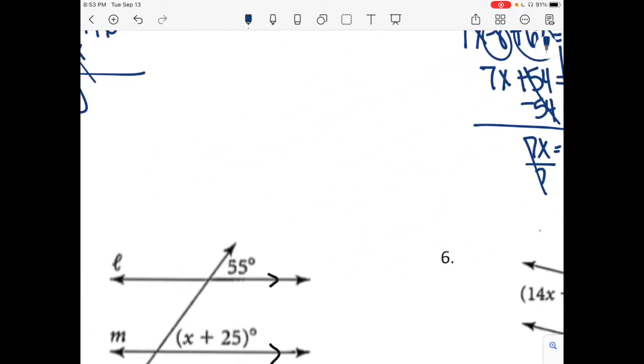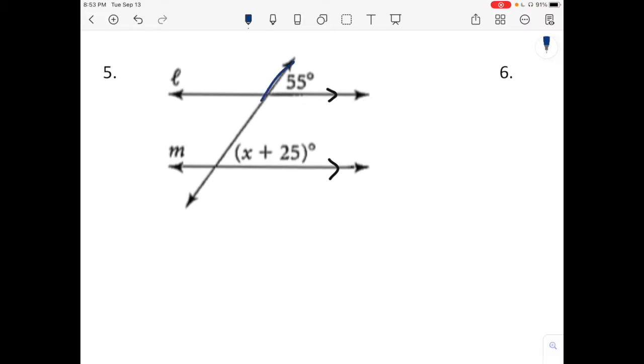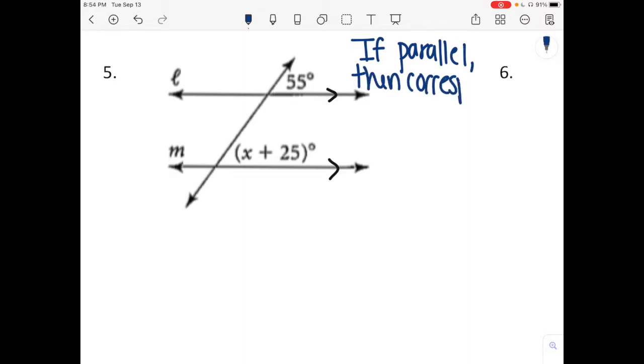All right, number 5. We have parallel lines, and then we have angles in the same location at different intersections. They're both on the top right, so that would be corresponding. We know that if parallel, then corresponding angles are congruent. So that would be equal.